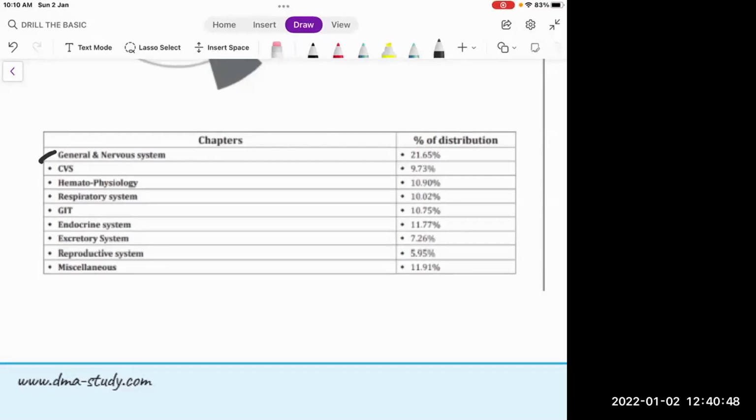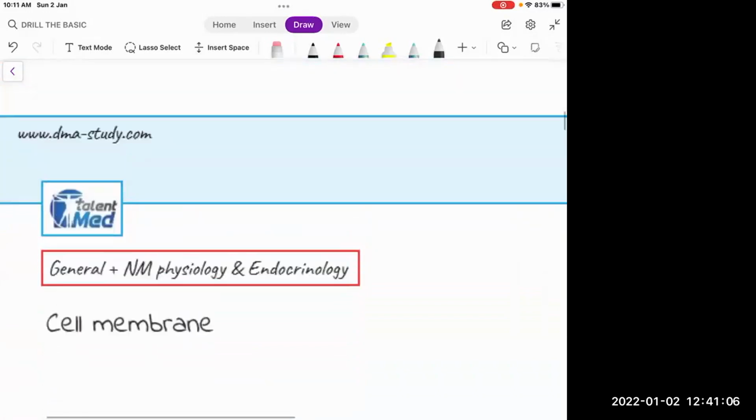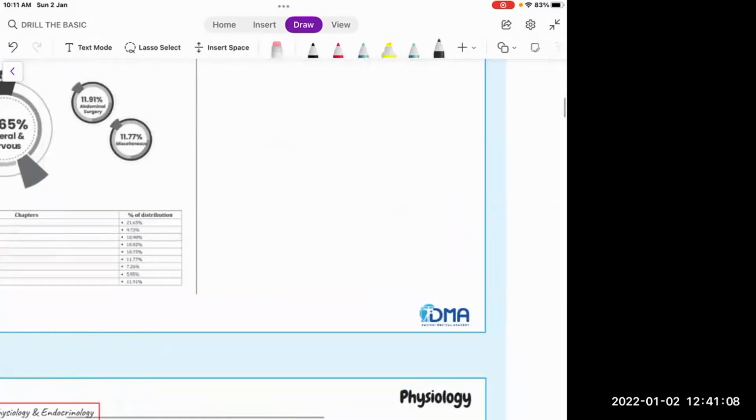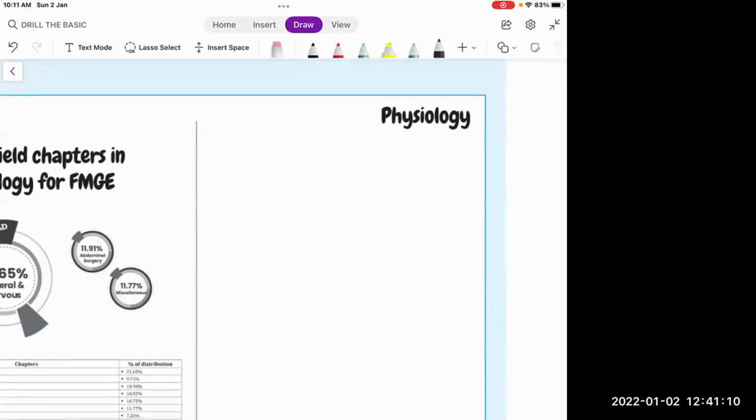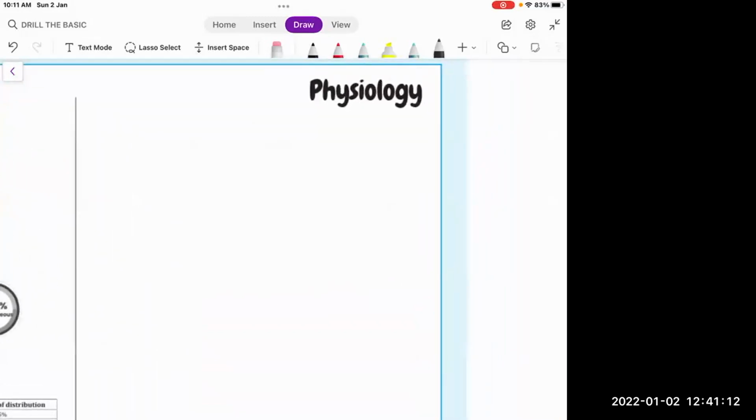So in the basic classes of this 6 days journey, today's class we are going to cover cell physiology and the introduction and important concepts in nerve and muscle physiology, followed by endocrine physiology. Before moving into cell physiology, we will see some important notes on what is physiology.